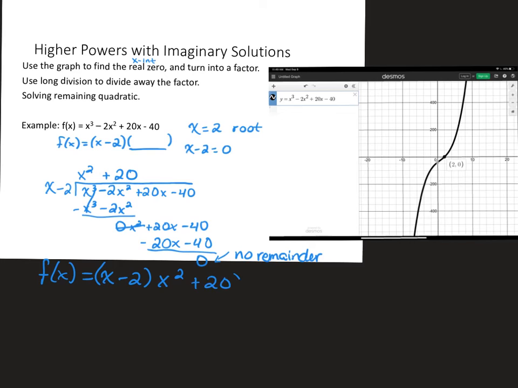I know that these are factors because I have no remainder. And anytime you're dividing and there's no remainder, that means it is a factor of whatever you're dividing by. Well, we already have the solution from this factor. We already have the root here, right? The root was x equals 2. And I can use this factor and find the remaining imaginary roots that are not showing up on the x-axis. I'm going to solve this by setting it equal to 0 and solving.